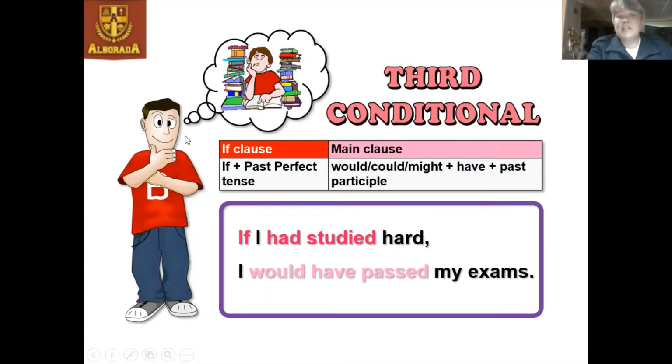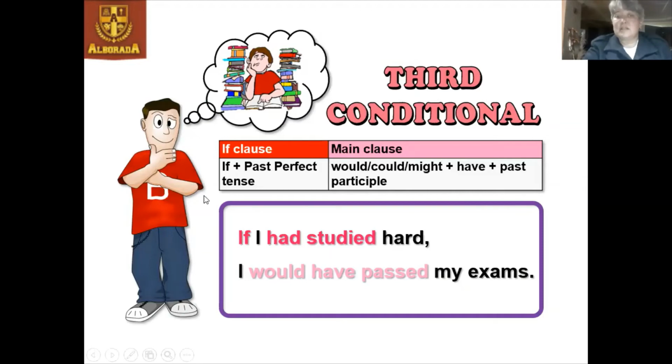So we build again the if clause with the word if, then a verb in past perfect tense, the comma, and then the main clause using would, could, or might, plus the word have, plus the verb in past participle. Remember that the past perfect, you use the word had plus the verb in past participle. In this case, in both clauses, have acts as an auxiliary and not as a verb, okay?